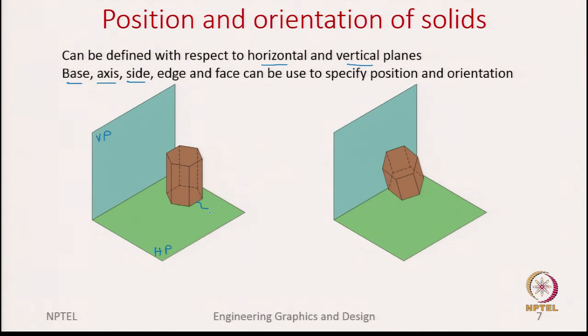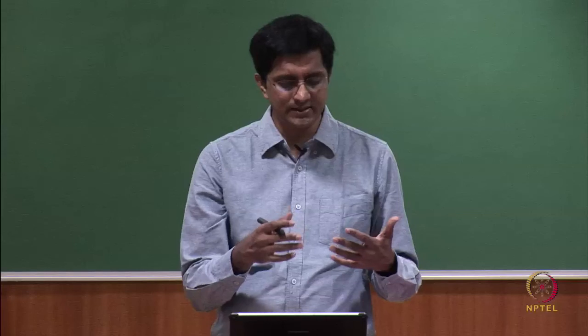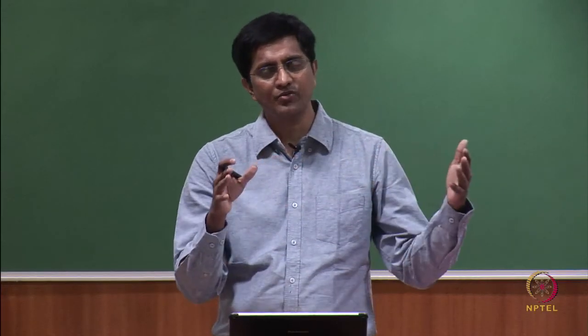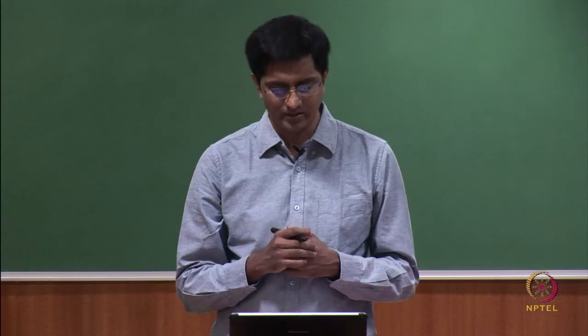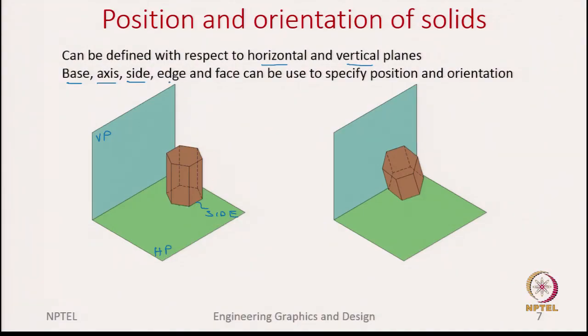Similarly, I can use the side of a hexagon, saying that, for example, this side is parallel to the horizontal plane as well as the vertical plane. So, maybe I can prefer to use that to specify the position and orientation of this solid, saying that this particular side is at a distance of 10 units or 20 units from the horizontal plane and it is parallel to the horizontal plane. Similarly, I can say the same side is at a distance of 50 units from the vertical plane and is parallel. And similarly, you can use other features like the edge and face to specify the position and orientation of the solid.